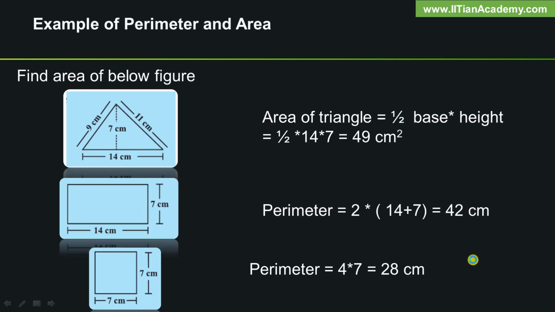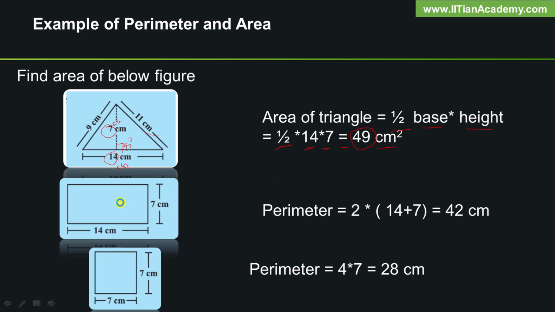Let us see some more examples. First figure is a triangle. Here you can see we are given base as 14 centimeters and height as 7 centimeters. Hence area is half into base into height. Putting the value of base and height from figure, we get area equals 49 centimeters square.